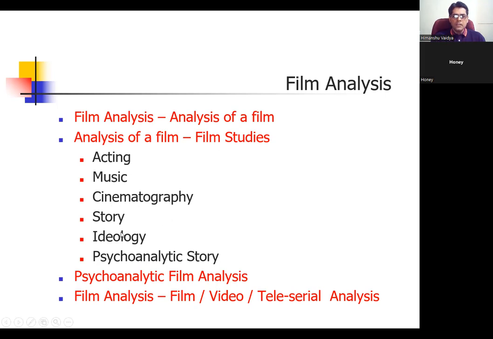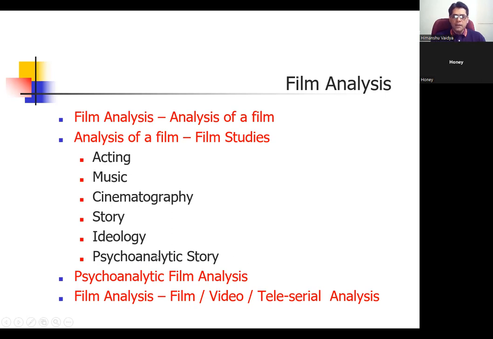You can do analysis using any of these technical parameters which go into filmmaking, or you can do film analysis using an ideology. So there is something which is called a Marxist film analysis or a feminist film analysis or a critical race theory film analysis. You can choose any conceptual framework to do film analysis, and one way to do it is to use psychoanalysis.